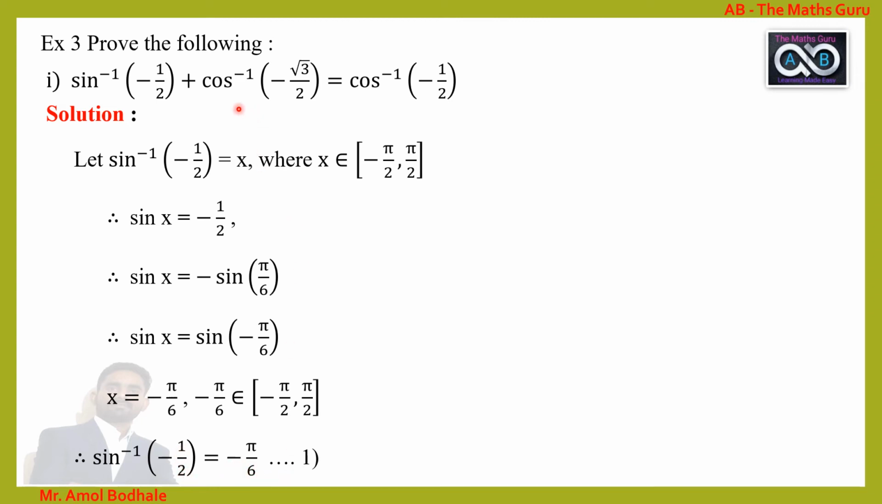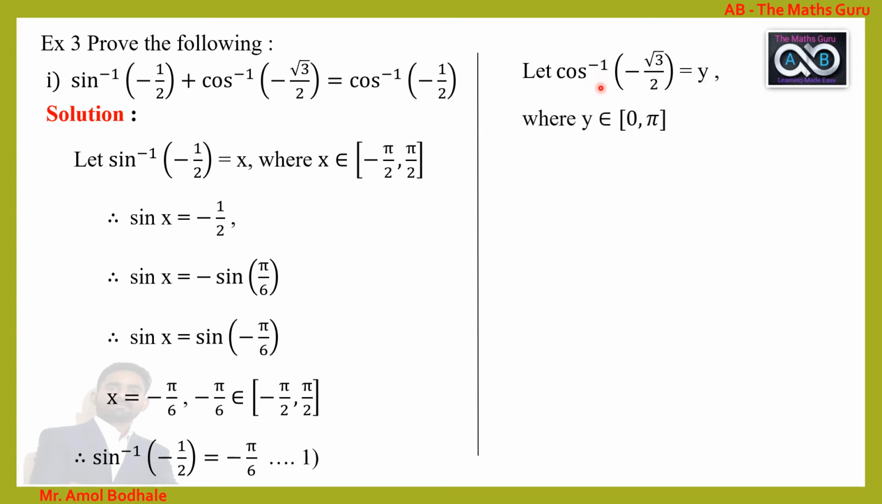Let's calculate the value of the second term. So let cos inverse of minus root 3 by 2 equal to y, where y belongs to the range of cos inverse, which is the closed interval 0 comma pi. So as cos inverse of minus root 3 by 2 equal to y, we can write cos y equal to minus root 3 by 2. As we know, cos is root 3 by 2 for angle 30, that is cos of pi by 6, which is root 3 by 2.